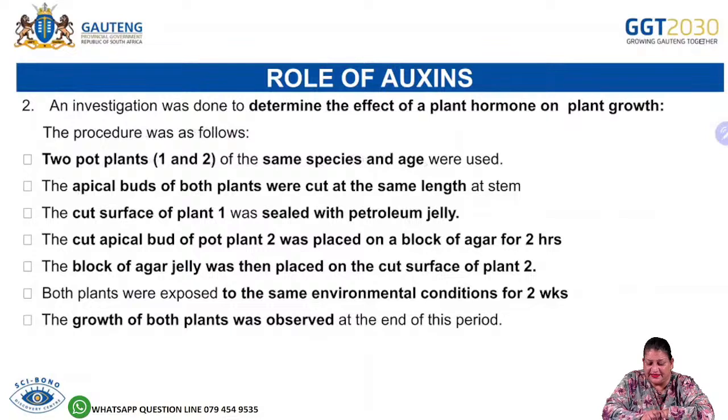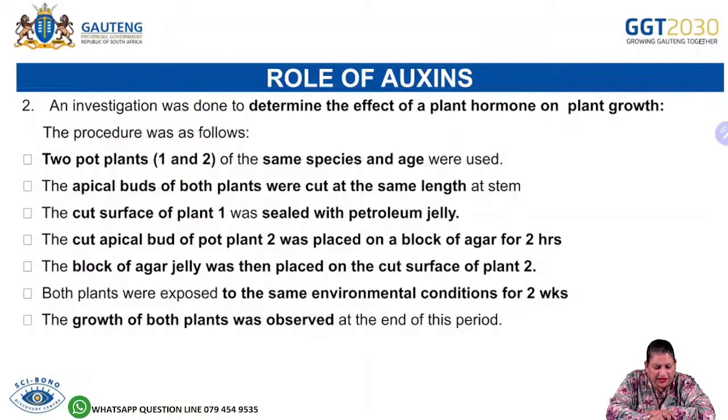Same species and age. It means they're keeping the experiment fair. Two pot plants, same species, not a rose and a daisy. Two rose pot plants, two pot plants with little rose trees, okay? Same age, not one's older, one's younger. So therefore it's validity, it's fair. That's the first sentence. And there's only two pot plants, one and two.